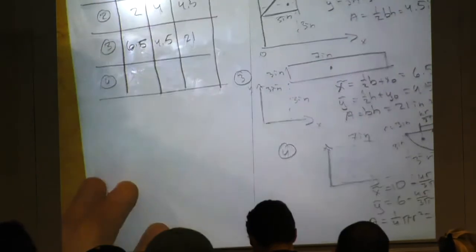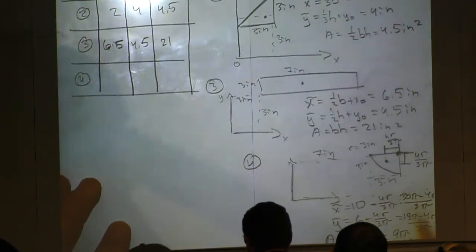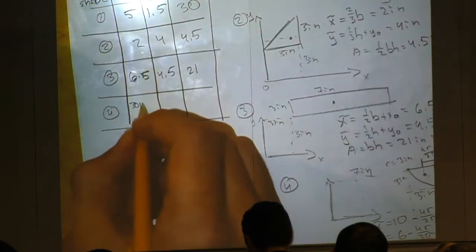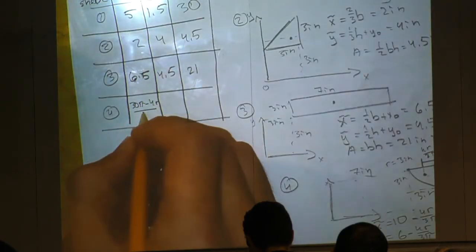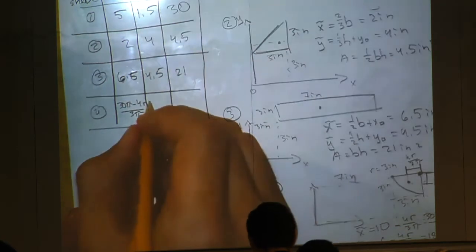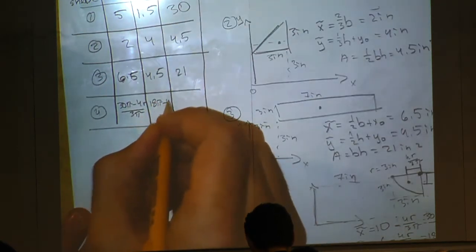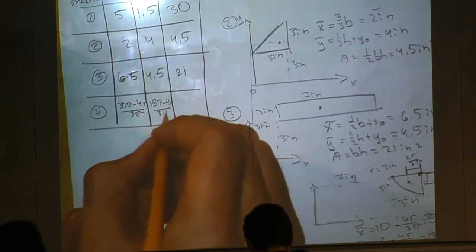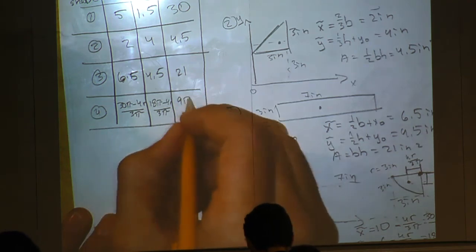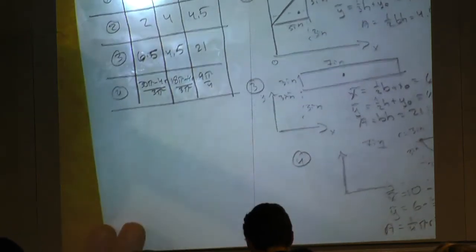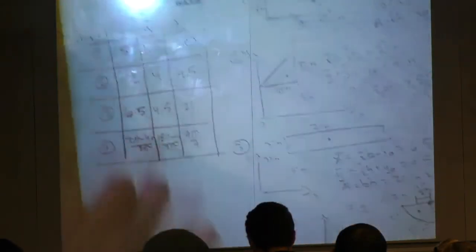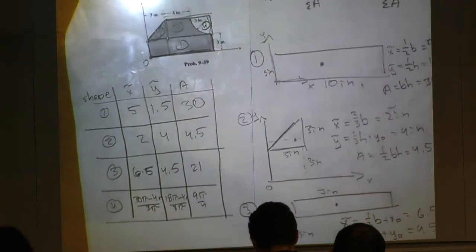Our x was this value right here, so that's 30 pi minus 4r over 3 pi. And then 18 pi minus 4r over 3 pi. 9 pi over 4. Cool. So it asks us to find the centroid, right? So now that we've figured out all of our shapes, we need to add or subtract them.